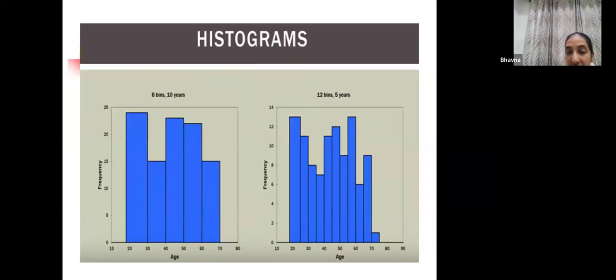Now, what happens if this same data is divided into 12 bins? See, there is a little cluttering in the histogram. We usually avoid more than 6 to 7 bins. So I would go for this kind of histogram where the information is stacked together in one visual representation of data, and you can make some sense of data, okay? Right.